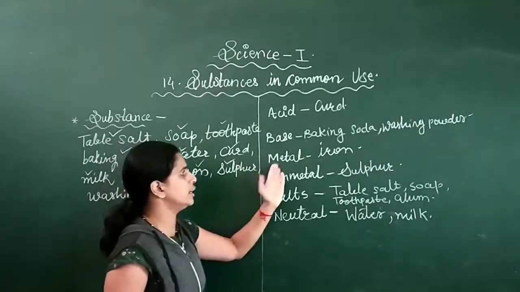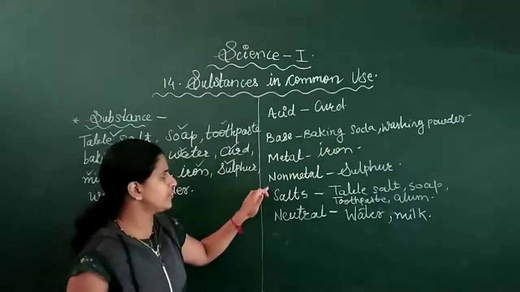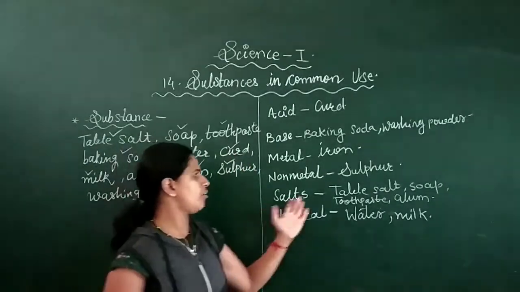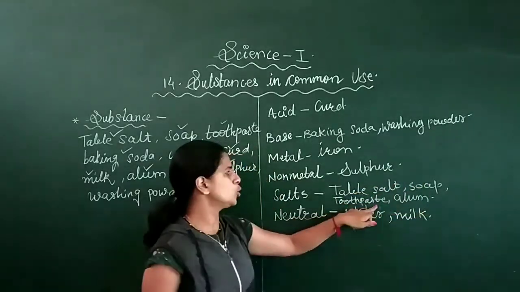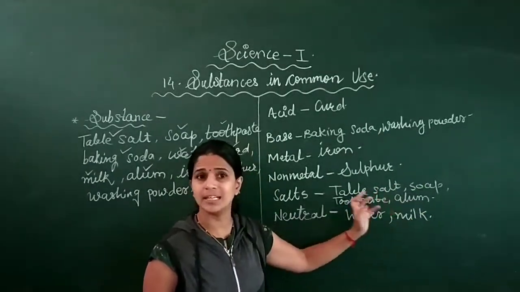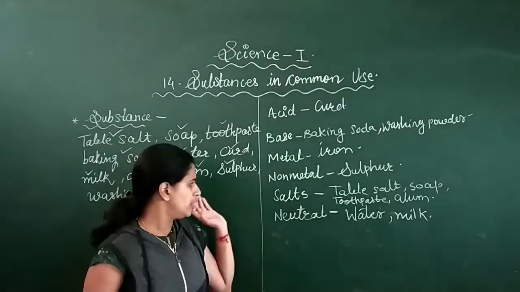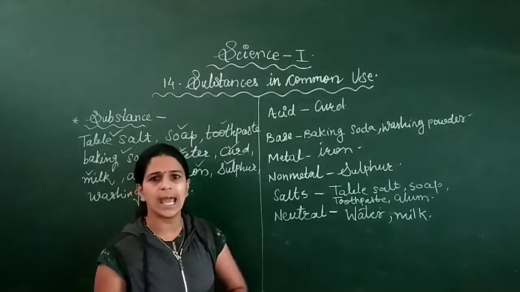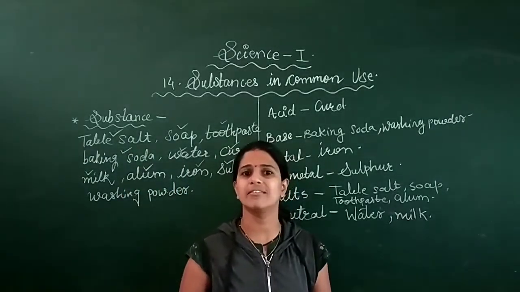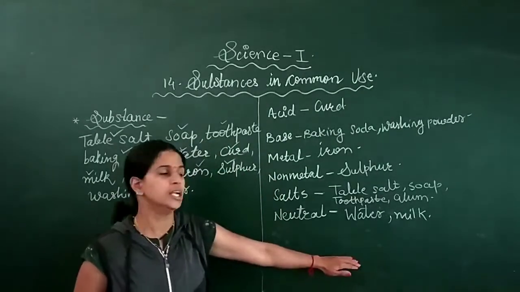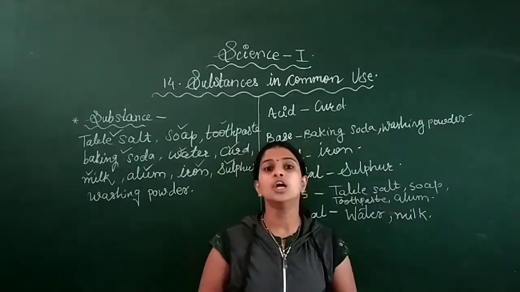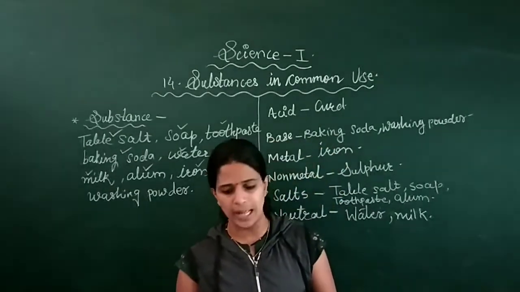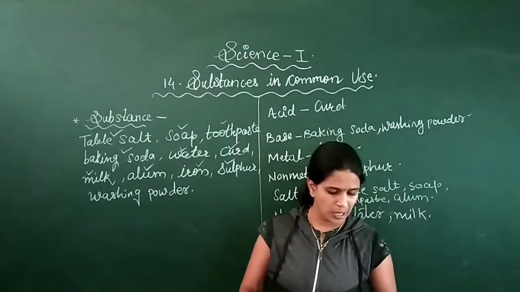Then the next is a metal. You know that iron is a metal. Sulfur is a non-metal. Then next is salts. In salt category they are having table salt, soap, toothpaste and alum. These are present in a salt category. Getting it? And the last one is neutral. When they are not having acidic property and basic property. Okay, their pH is 7. For that reason it is called a neutral. So water and milk are neutral substances which we are using in our day-to-day life. Getting it? Hope you understand these things.